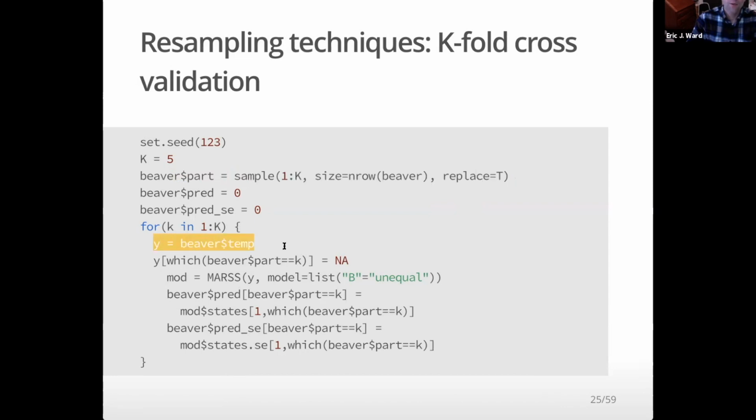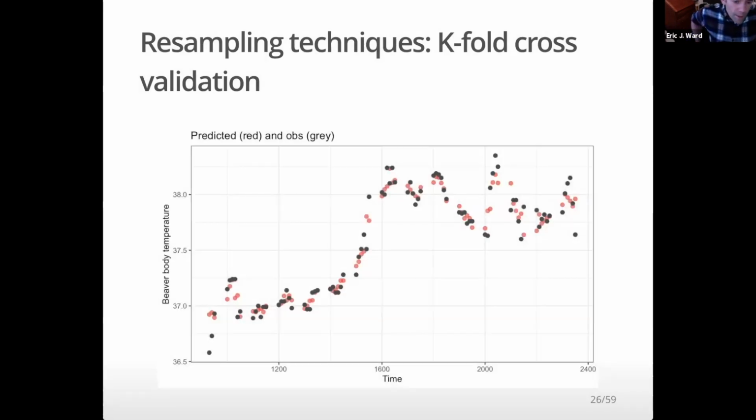The way to do this in MARS is, you can include data points as NAs, and so we're just going to loop through the k folds, and for each fold, we're just going to set the data to NA, make the predictions, and repeat. And so we'll just store the predictions and the standard errors. Okay, so this is what we get out of this.